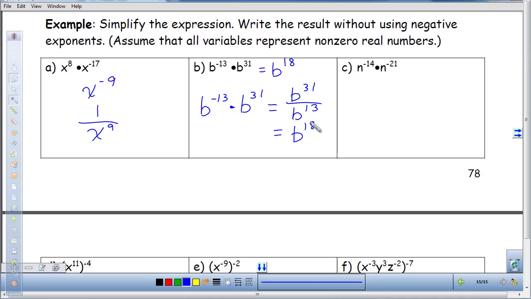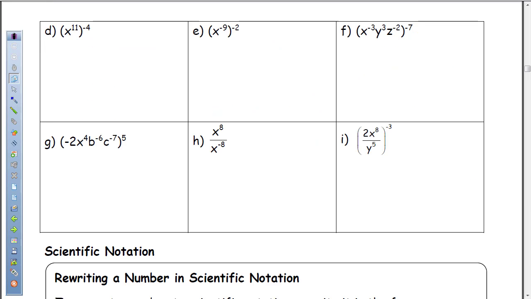All right, n to the negative 14 times n to the negative 21st. What do you want to do first? Add them. Okay, so if we add these, we get n to the negative 35. And then what? 1 over n to the 35th. Very good.